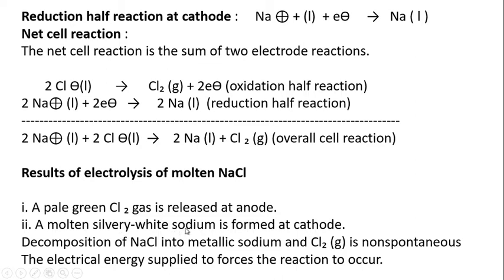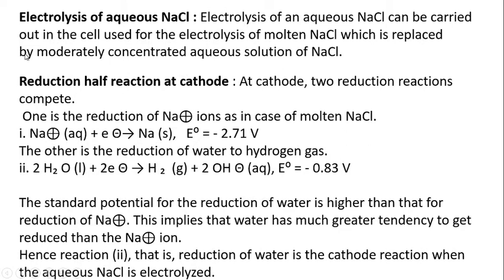That is, a sodium atom metal is deposited. So the decomposition of this NaCl into metallic sodium and chlorine gas is a non-spontaneous reaction, and so it needs the electrical energy which is supplied to force the reaction to take place. So this is the electrolysis of molten NaCl.